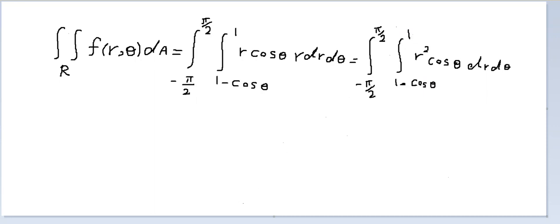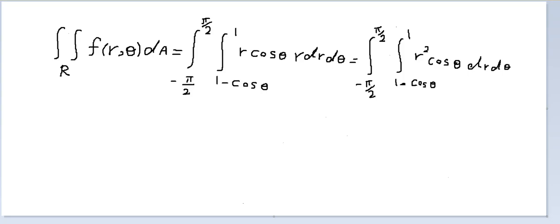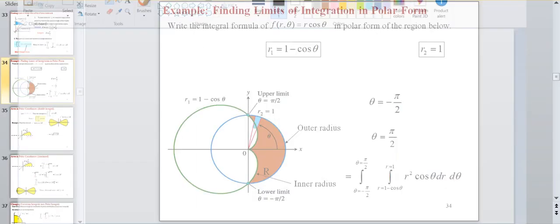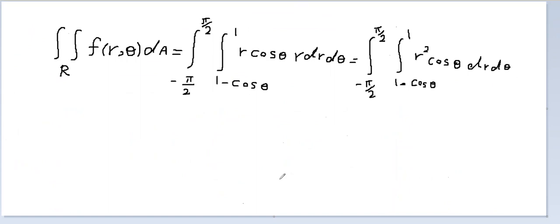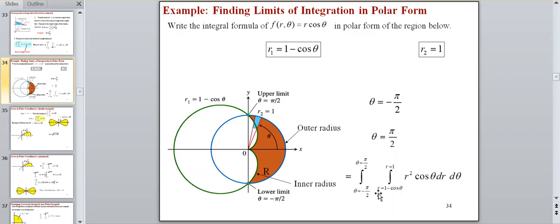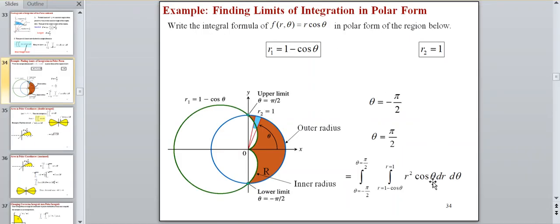Okay, you can see the same answer here. r squared cosine theta dr d theta. Yes, here r from 1 minus cosine theta to 1. Theta is from minus pi over 2 to pi over 2. You can see here.